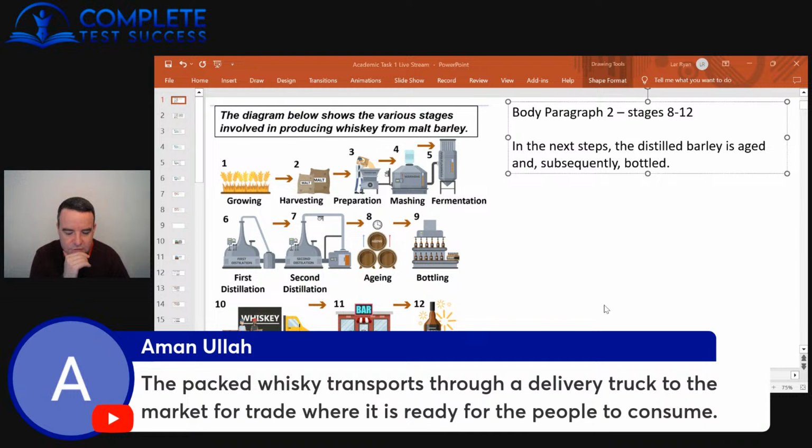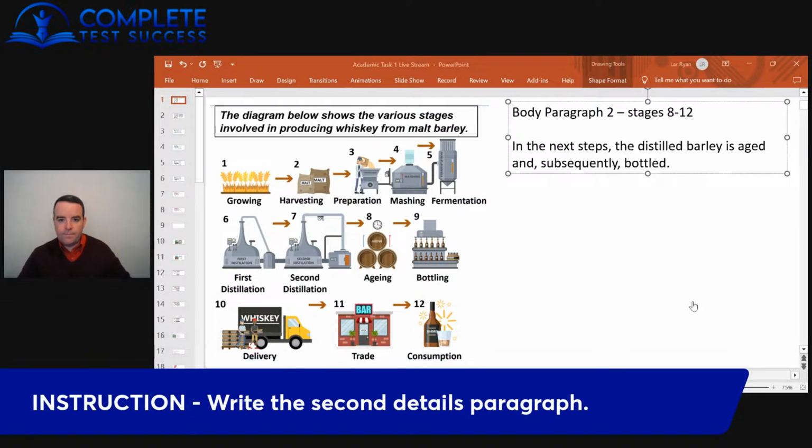The packed whiskey, so again, it would have to be passive this time, is transported on a delivery truck to the market for trade, where it is ready for people to consume. Yeah, might be a bit short, but yeah, let's take that.